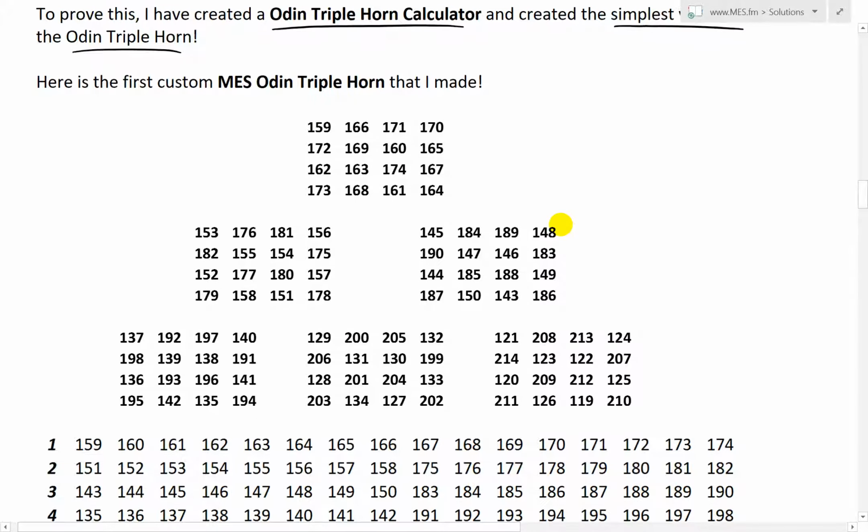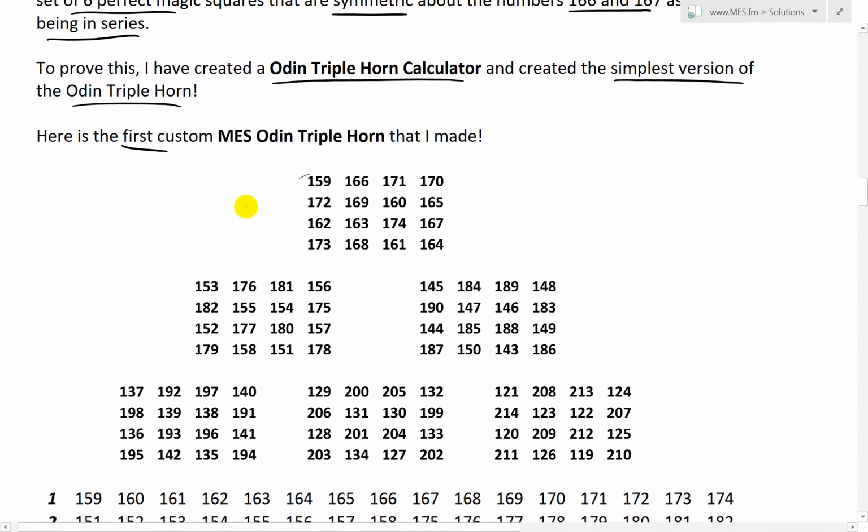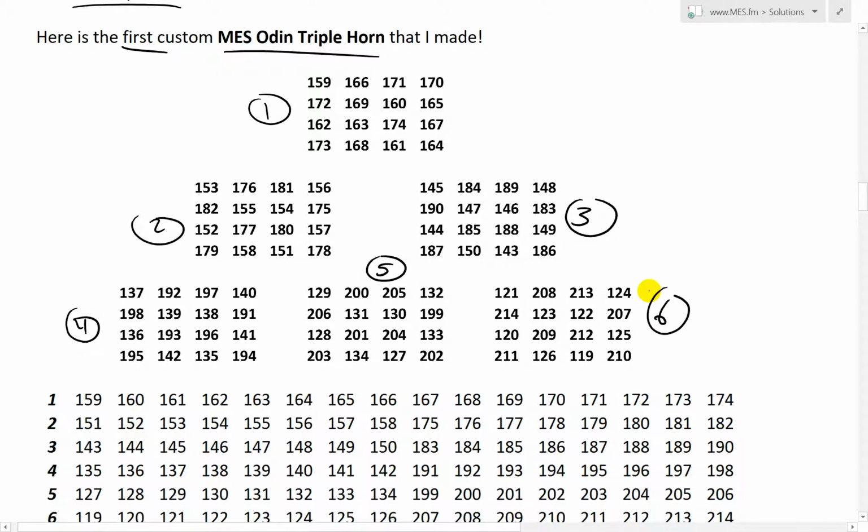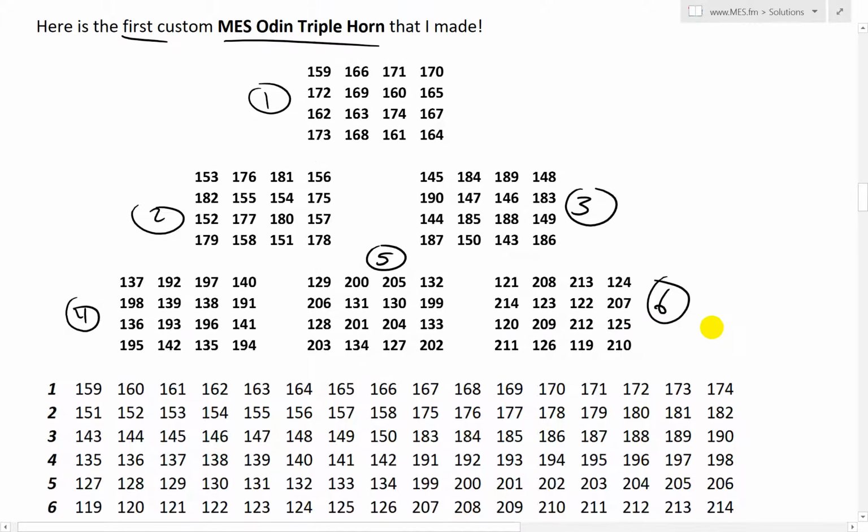I've only made one, but you can play around and see what you can find. As you can see, this is 6 squares. Here's the MES Odin Triple Horn. This is number 1. This is 2. This is 3, and there's 4, 5, 6, etc. And then when you graph these, this one's just the basic MES square.